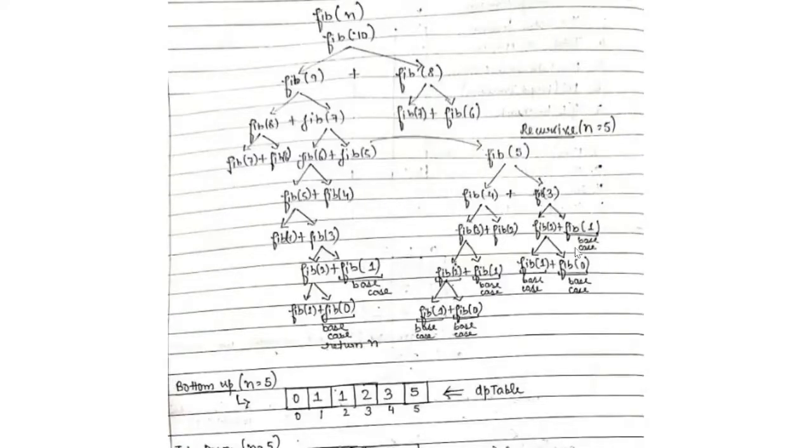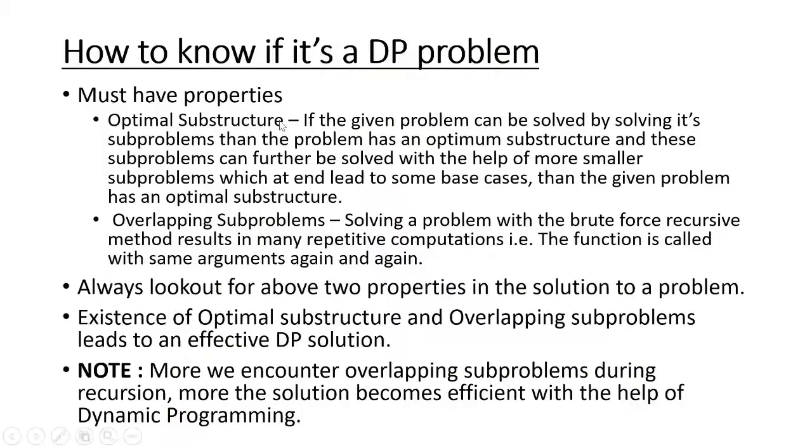So we can clearly see how this Fibonacci 5 can be solved with the help of all these subproblems and all these base cases. So this property of solving a problem with the help of subproblems and base cases is known as optimal substructure. So what does optimal substructure actually state? It states that if the given problem can be solved by solving its subproblems, and these subproblems can further be solved with the help of even smaller subproblems, which in the end lead to some base cases, then the given problem has an optimal substructure.